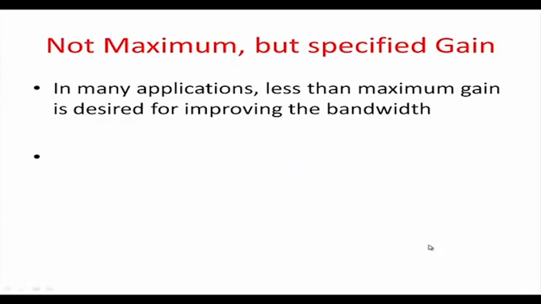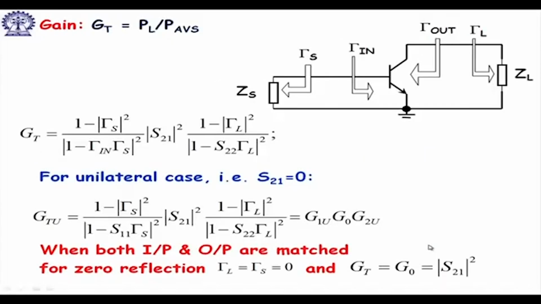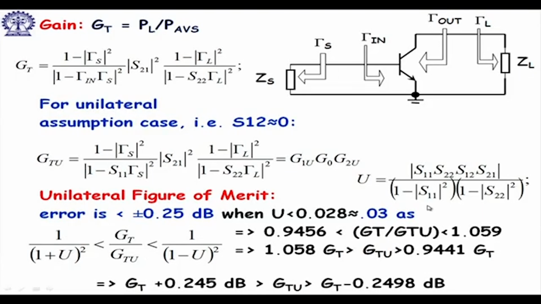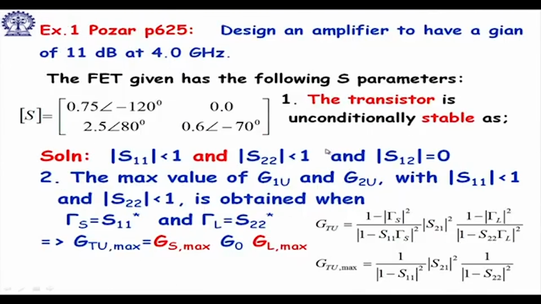Amplifier design for specified gain. Here you see the unilateral case, these are all these things. So again, unilateral figure of merit. Pozar's problem, page 625: design an amplifier to have a gain of 11 dB at 4 gigahertz. The transistor is given with this.